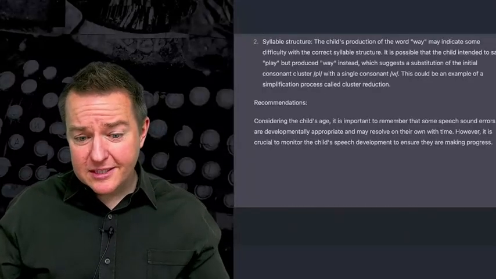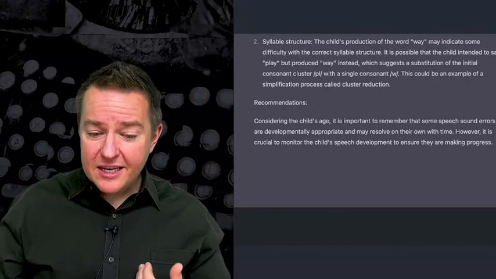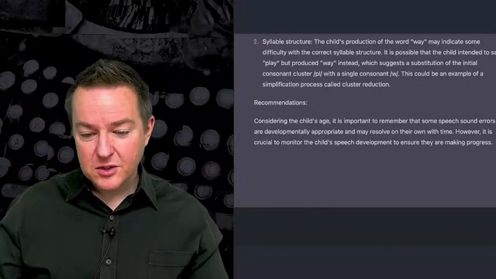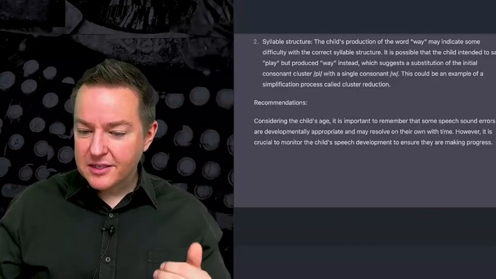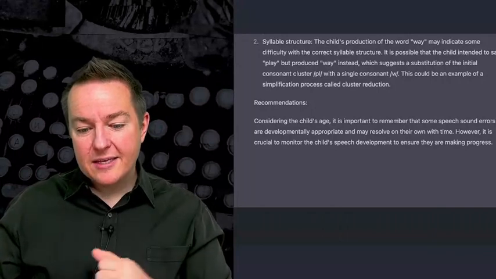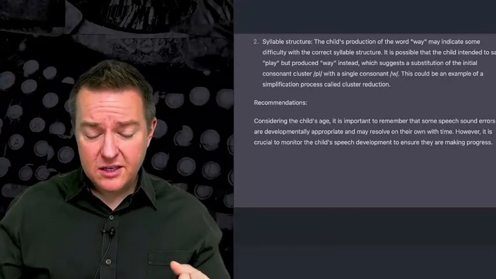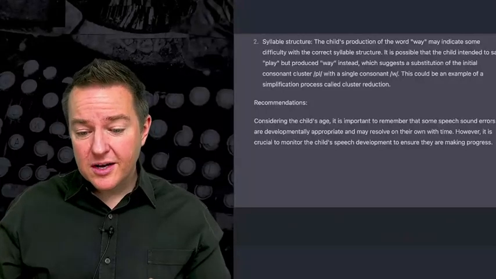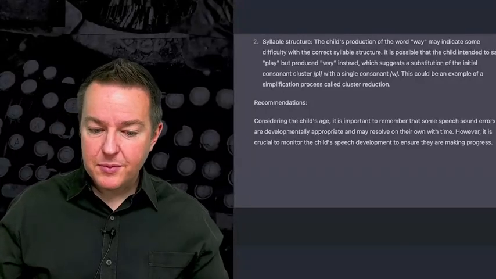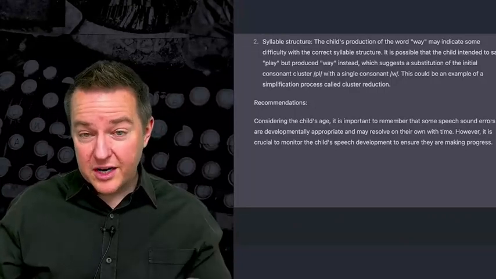Then it goes on to say syllable structure. The child's production of the word "way" may indicate some difficulty with the correct syllable structure. It is possible that the child intended to say "play," but produced "way" instead, which suggests a substitution of the initial consonant cluster PL with a single consonant W. This could be an example of a simplification process called cluster reduction.